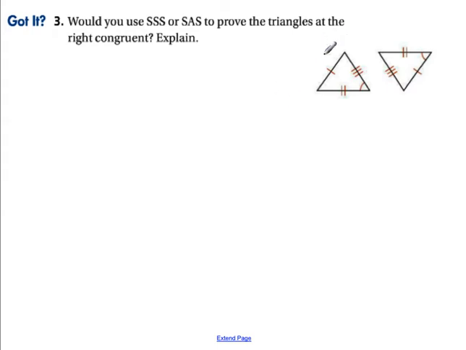Here's one for you to try. Go ahead and see if you can come up with the right reason for this one, and I'll tell you the answer when you get back.